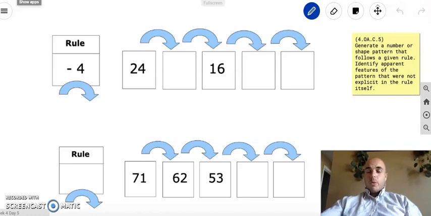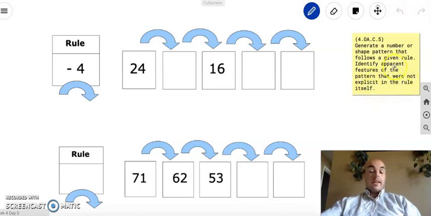Today we're continuing our work with math patterns and the rules that go along with them to create functions. So let's read our objective for today. Our objective is to generate a number or shape pattern that follows a given rule. Identify apparent features of the pattern that were not explicit in the rule itself.